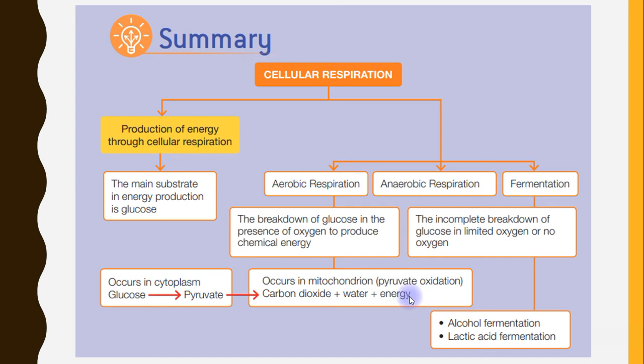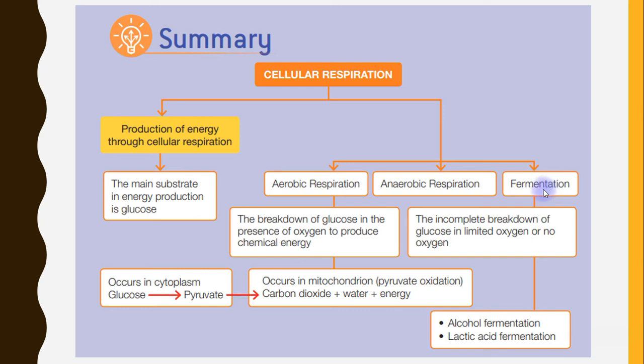So in aerobic respiration, you have to remember the equation. Please remember that: glucose plus oxygen will produce carbon dioxide plus water plus energy. The amount of energy produced in aerobic respiration is 2,898 kilojoules of energy.